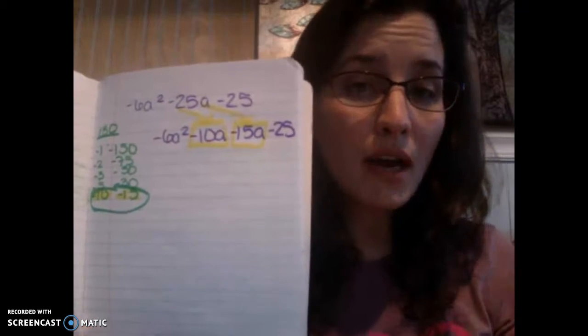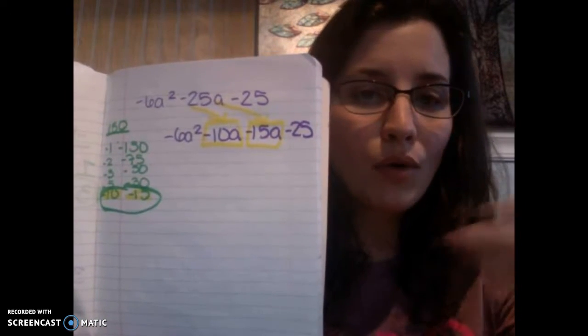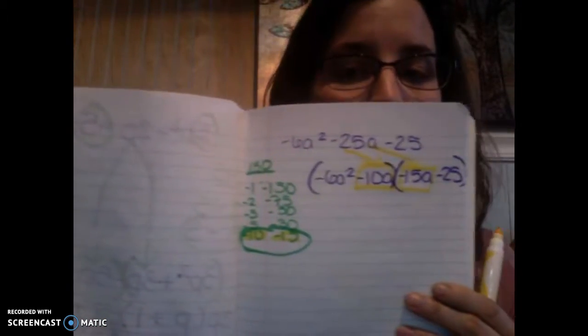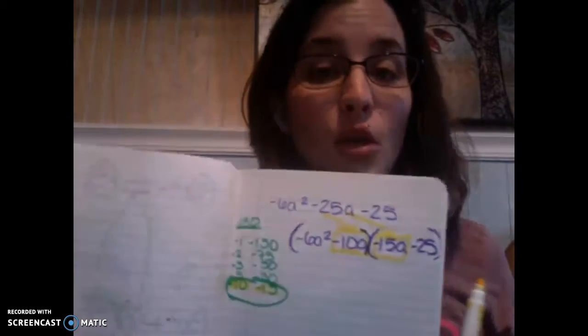Once I substitute in, my next step is to do grouping. Well, 6 and 10 both are even, 2 and a's, right? 15 and 25 again. So I'm just going to go ahead and group them as is. So negative 6a squared, negative 10a, negative 15a, and negative 25. Now they are grouped. I substituted and now they're grouped. My final step is, well, almost final, GCF. Find the greatest common factor of each.